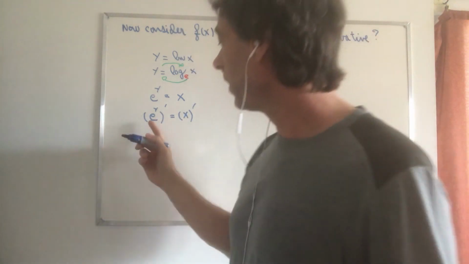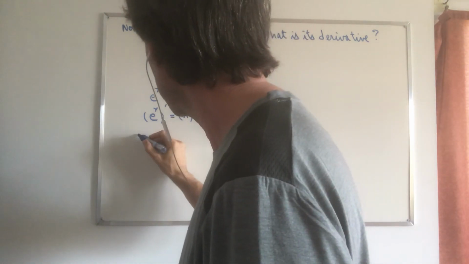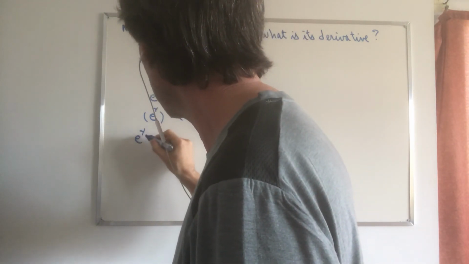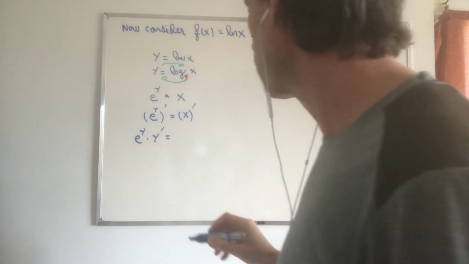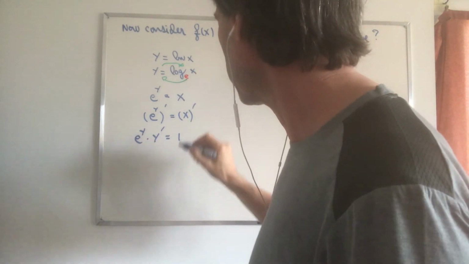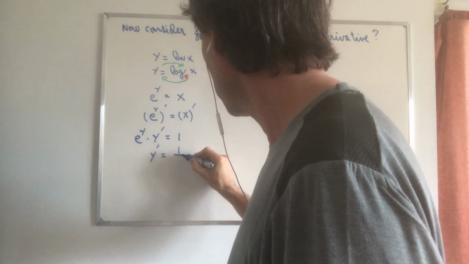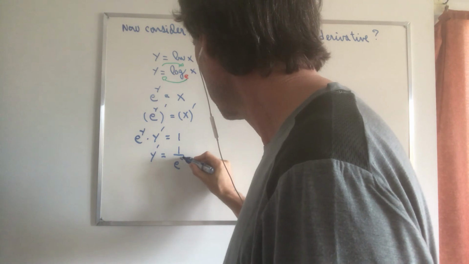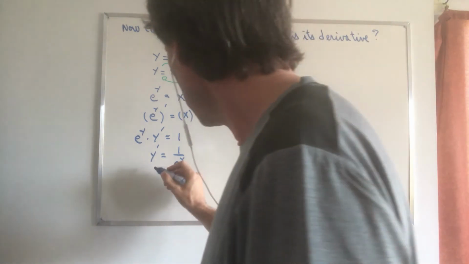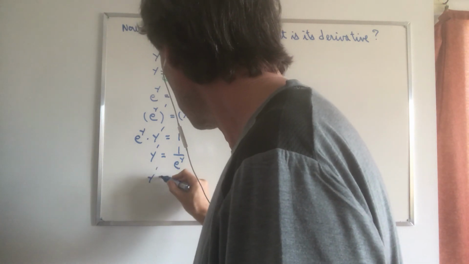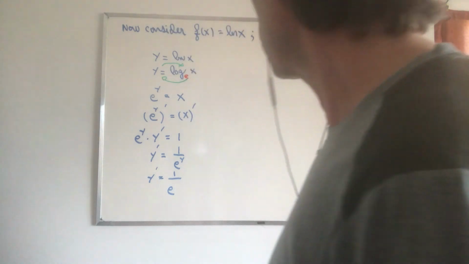What's the derivative of e to the y? Well, we just saw the derivative of e to the u is e to the u times u prime. So that is e to the y times y prime, and the derivative of x is 1. So what's y prime? 1 over e to the y. Well, I think I can simplify this a little bit. y prime is 1 over e to the y.